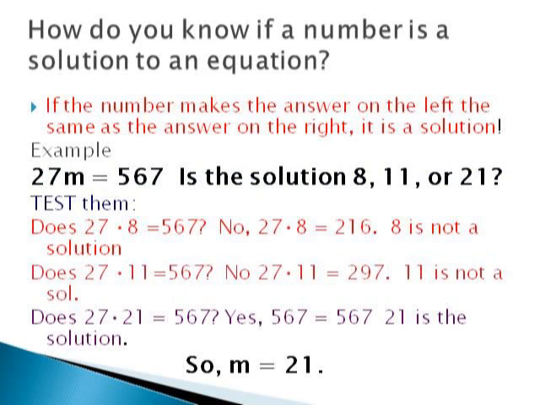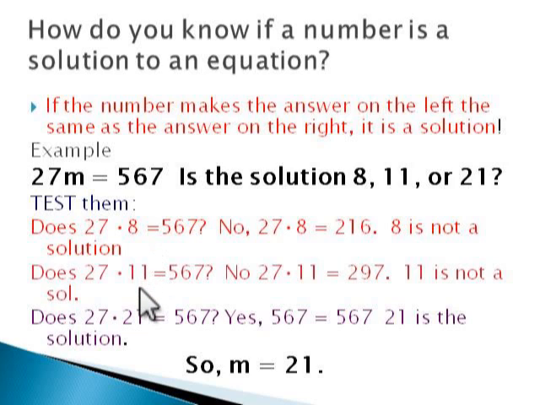So how do we know if a number is a solution? You simply plug it in and try it out. If you had something that you couldn't just tell by looking, here we have 27 times m, that's our variable, equals 567. So is the solution 8? Is it 11? Or is it 21? You just try all 3 out. So if you substitute the m with 8 and multiply that out, we get 216, not 567. So 8's not a solution for m.